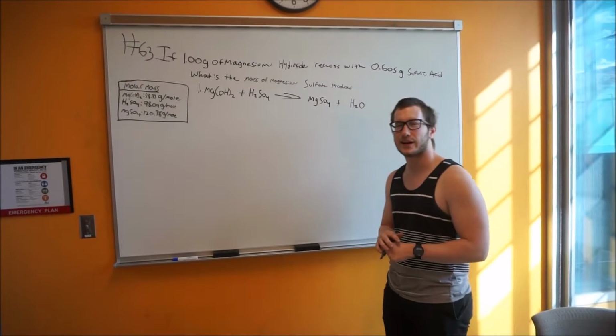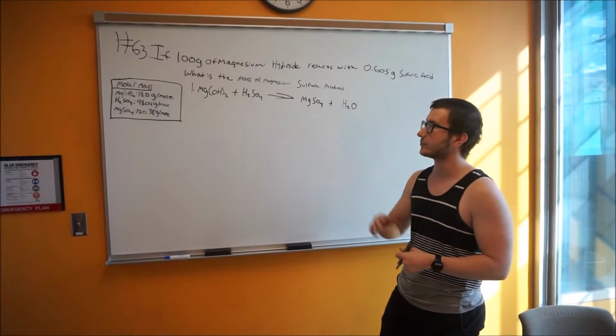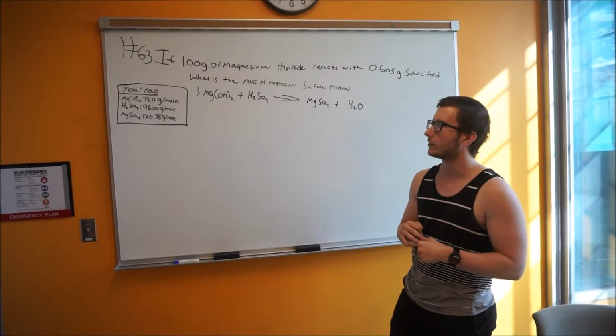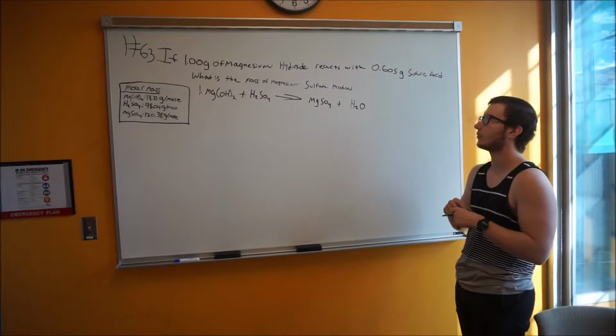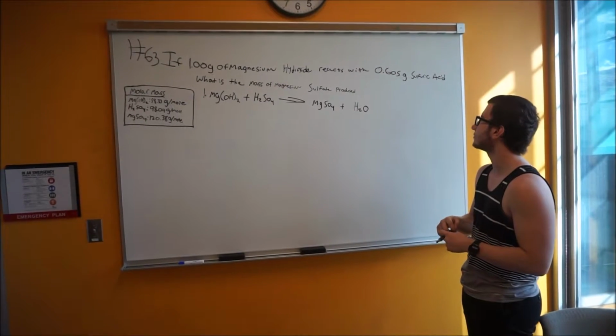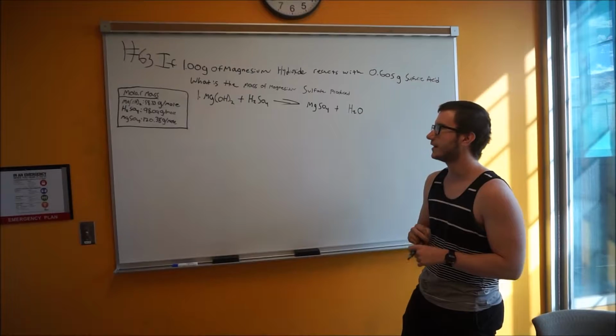Alright guys, today we've got another one of the limiting reagent problems to do for you. This time it's number 63, which states: if 1.00 grams of magnesium hydroxide reacts with 0.605 grams of sulfuric acid, what is the mass of magnesium sulfate produced?